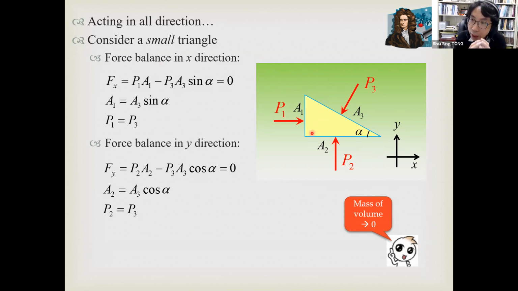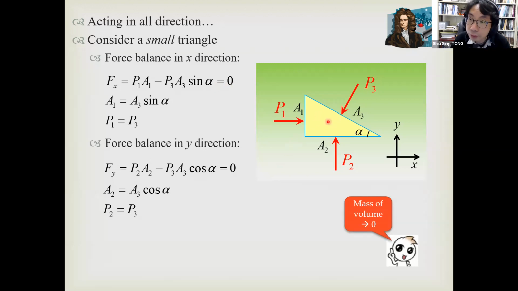Now, because the fluid inside the triangle is not moving, right? If you have an object inside the fluid and the object is not moving, the forces must be balanced. So now you have the x component of the force balance. The P1 pressure produces a force in the x direction. You have P1A1, and the pressure P3 also produces a force in the x direction. The pressure force is P3A3, but you have to resolve that force in the x direction, so you multiply by sine alpha to find the x component. The x component of the force is directed in the negative x direction, so you put the negative sign here. If the two forces are balancing each other, then the total force in the x direction is 0.